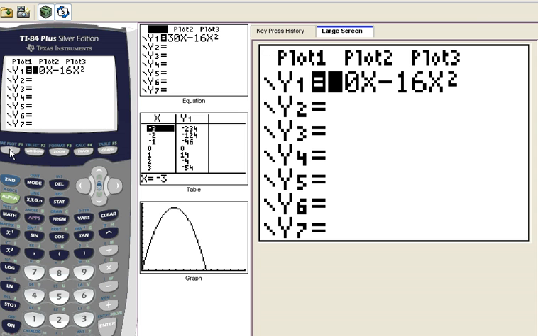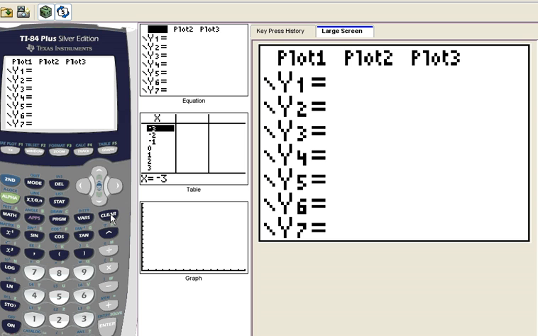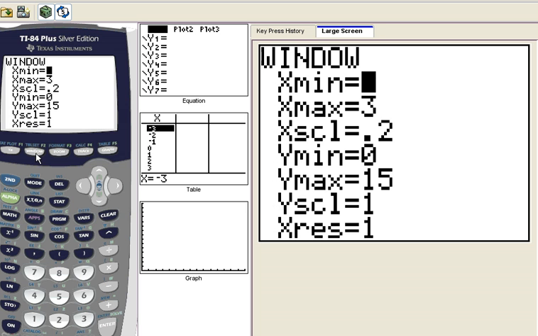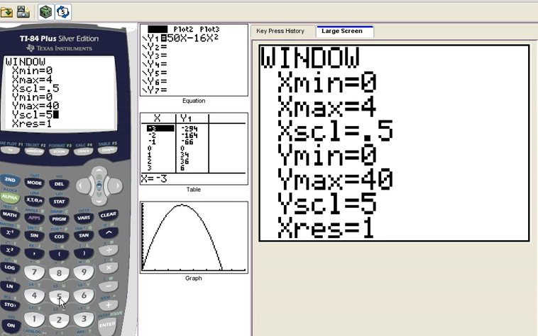So first thing I'm going to do is change my equation. The equation here is 50t, and we're going to use x for t, minus 16t squared. Okay, and it told us the window to use. It said go seconds between 0 and 4, and I'm going to make my scale a half a second. And then for y, go between 0 and 40, and I think I'll make that scale 5. Now I'm going to press graph.